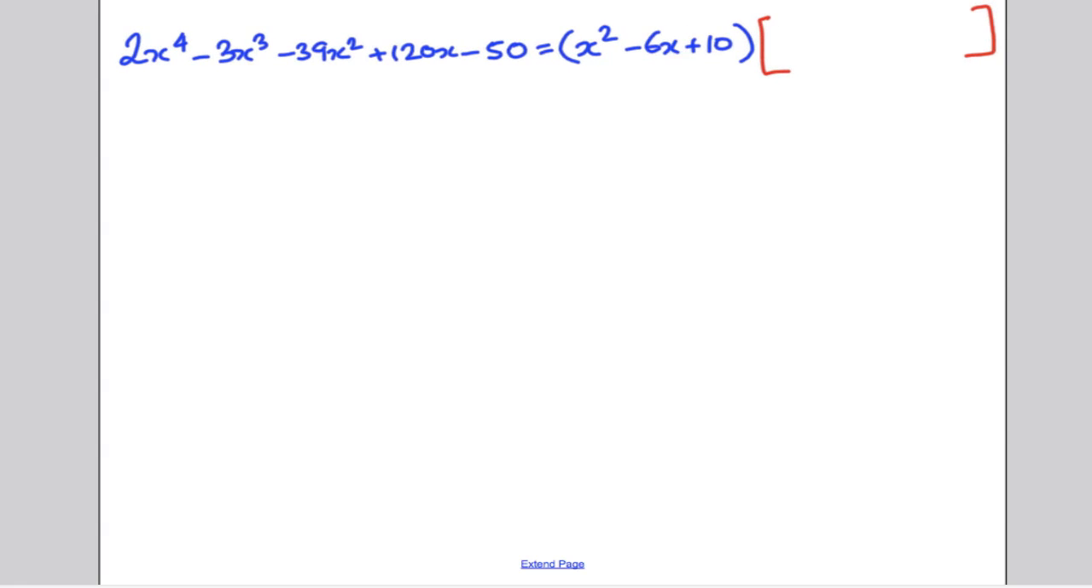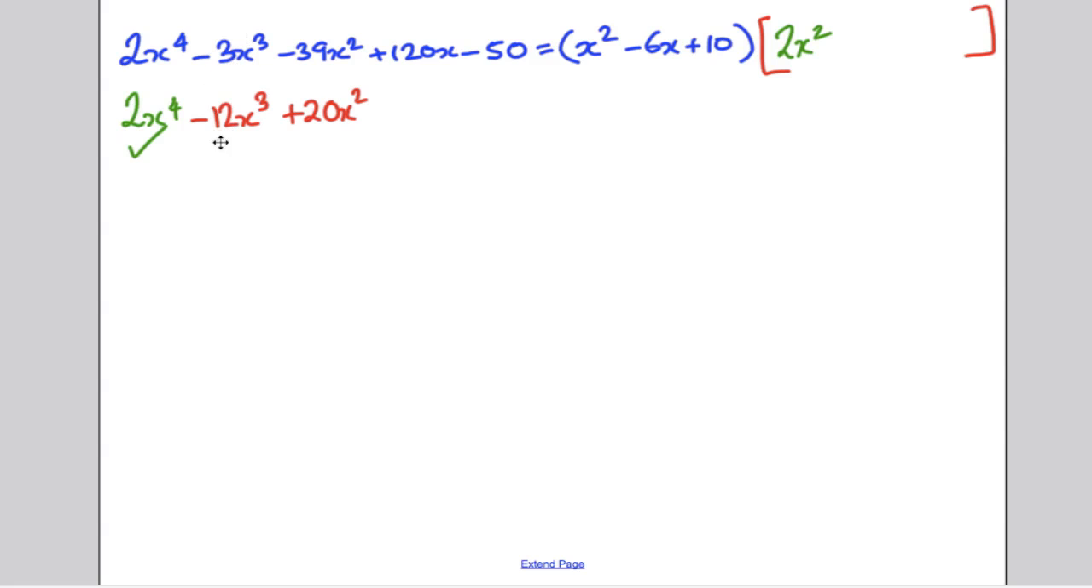Now, the question we're going to ask ourselves, I want 2x to the power of 4. I want that here. What needs to go here to multiply by the x squared to give me 2x to the power of 4? Well, 2x squared must do. And that gives me the 2x to the power of 4, but actually creates for me a negative 12x cubed, and it creates for me also a plus 20x squared. Okay? Now, I'm going to deal with this column first.